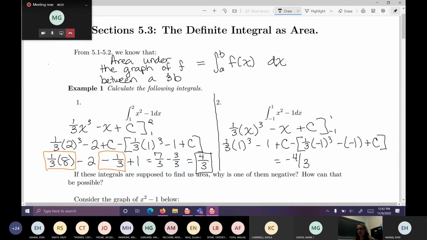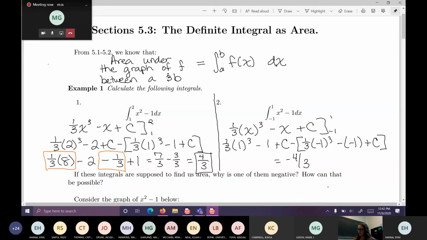If you found these as fractions, it wouldn't be the end of the world. Remember, it's mainly Wiley's thing that you need to do it exactly. So if you even just punched this into your calculator and found negative 1.3 repeating, that would be fine. But if these integrals are supposed to be area, one of them turned out to be negative. And, you know, we usually don't say we have negative area, so what happened?